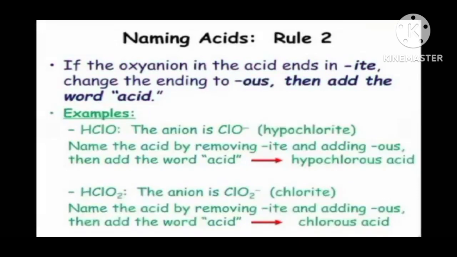Naming acids. Rule 2. If the oxyanion in the acid ends in "ite", change the ending to "ous." Then add the word acid. Examples: HClO, the ion is ClO, which is hypochlorite. Name the acid by removing "ite" and adding "ous." Then add the word acid, which is hypochlorous acid. Example number 2.